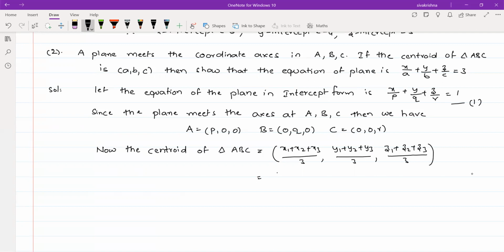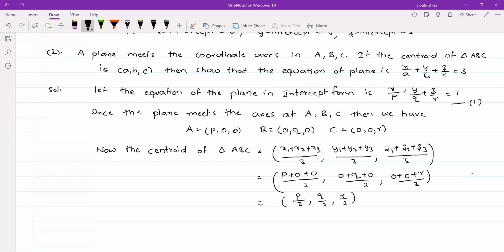Coming to x1 plus x2 plus x3, we get p plus 0 by 3. Coming to y1 plus y2 plus y3, we get 0 plus q plus 0 by 3. Similarly, z1 plus z2 plus z3 by 3 means 0 plus r by 3. So we get p by 3 comma q by 3 comma r by 3. This is the centroid of triangle ABC with the points capital A, capital B, and capital C.